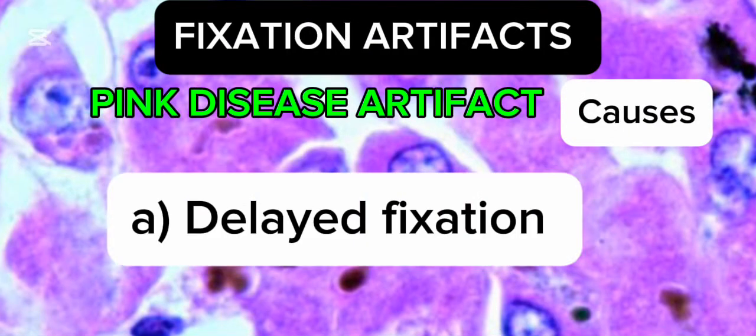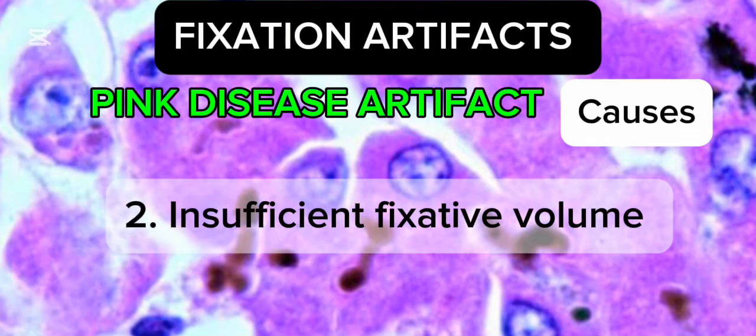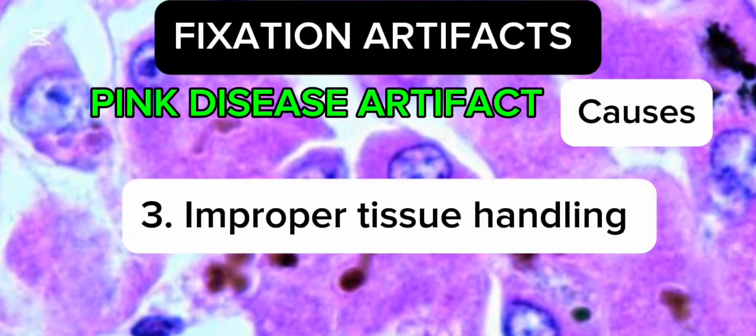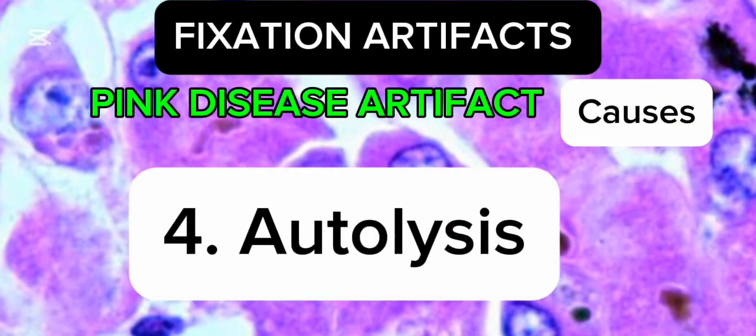Causes can include delayed fixation, so tissues that are not immediately fixed upon removal. Number 2, insufficient fixative volume. So inadequate volume of the fixative relative to the tissue size prevents proper preservation. Number 3, improper tissue handling, like thick tissue blocks or improperly trimmed specimens hinder fixative penetration. Number 4, autolysis, degradation of tissues caused by enzyme or bacterial activity in poorly preserved samples.